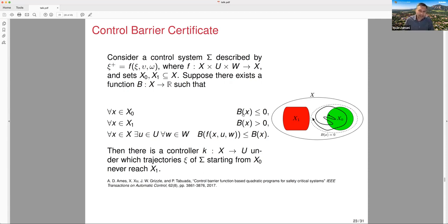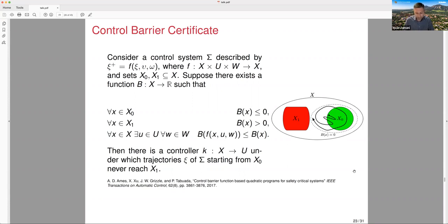So now the first 2 conditions are the same as before. The only difference is in the last condition. You see, for any state X, there exists U. This existential quantifier is actually incorporating the role of designing the controller, for which the barrier is non-increasing. So in this case, there is a controller K, which, if the system starts from the green region, enforces the system not to enter the bad red region.